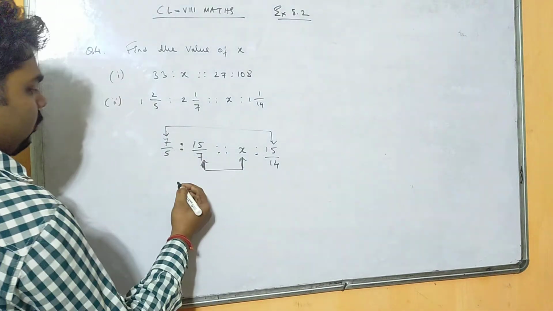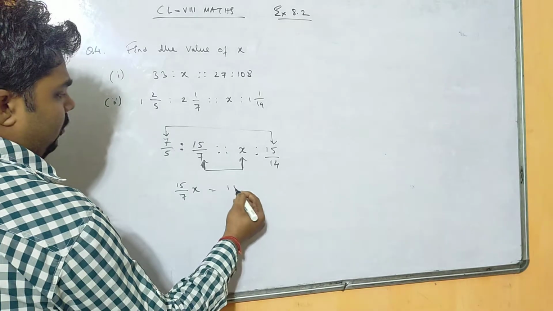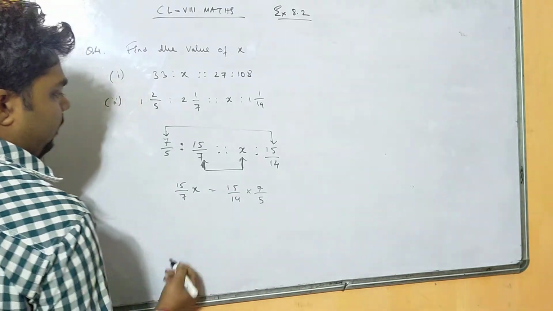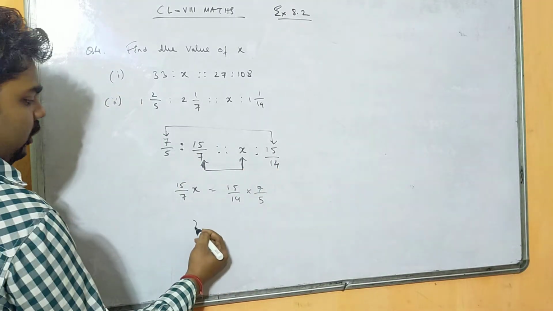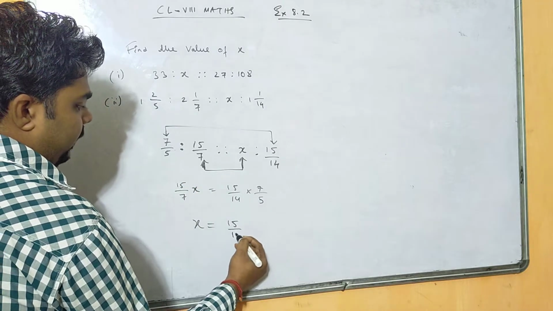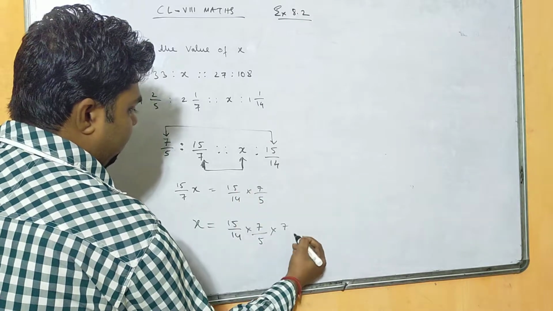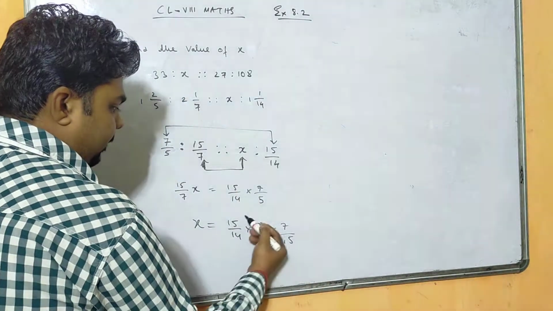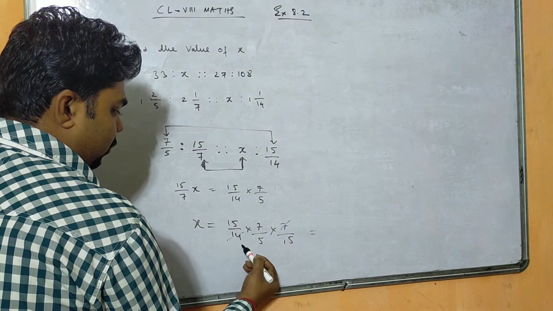When you multiply this one, you will get 15 by 7 into x, 15 by 7x equals 15 by 14 into 7 by 5. This and this multiplied, this and this multiplied. Now in order to find x, we will cross multiply. So 15 by 14 as it is, 7 by 5 as it is, this 7 will be going up and this 15 will be coming down. Now 15 and 15 will get cancelled, and 7 ones are 7, 7 twos are 14.